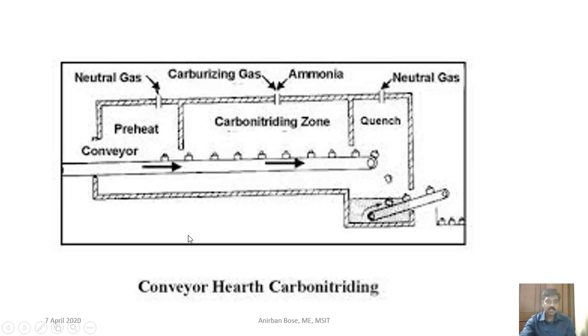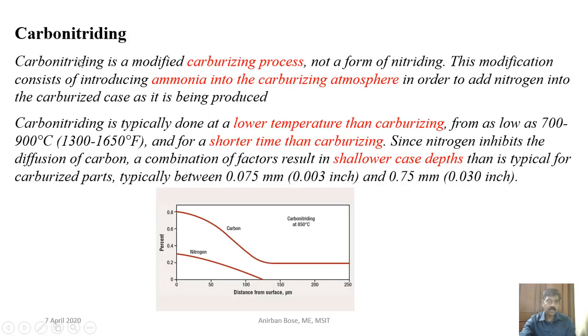Here you can see a carbonitriding process, where after initial preheating, both carburizing gas and ammonia are given, and this environment induces both carbon and nitrogen to create the surface hardness, and after that quenching is done. That means basically it is a carburizing process, and the only extra thing is that some amount of nitrogen is added. So carbonitriding is a modification of the carburizing process. It is not a nitriding process, that you have to remember.